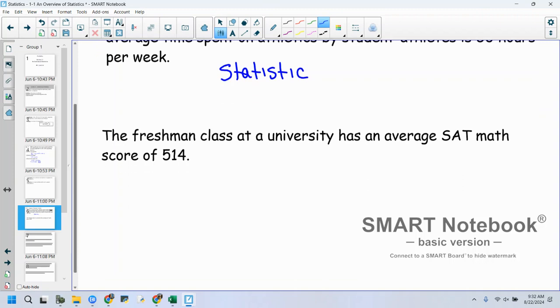Freshman class, now, sometimes it can be a little ambiguous. The freshman class at a university has an average SAT math score of 514. In my mind, when I read this problem, I think that means they took every single freshman at that university, found their SAT score, and then averaged it. So in that case, is that a parameter or a statistic? Parameter, right?